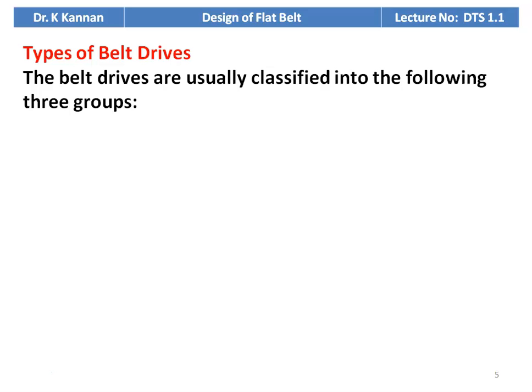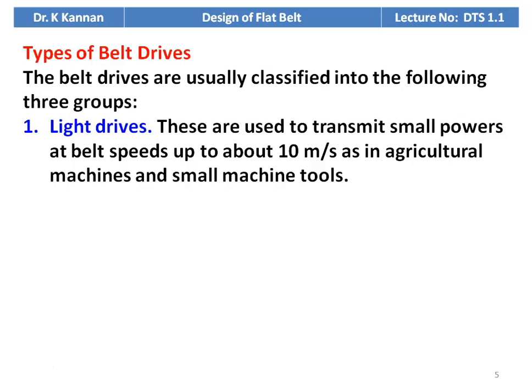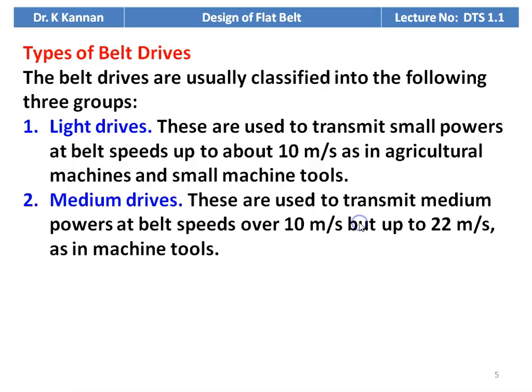There are three types of belt drives. The light drives are used to transmit smaller power at a belt speed up to 10 meters per second, as in the case of agricultural machines and small machine tools. You may find machine tools using the belt drive, particularly the lathe. If you look at a lathe, drilling machine or milling machine, the power is transmitted by means of belts.